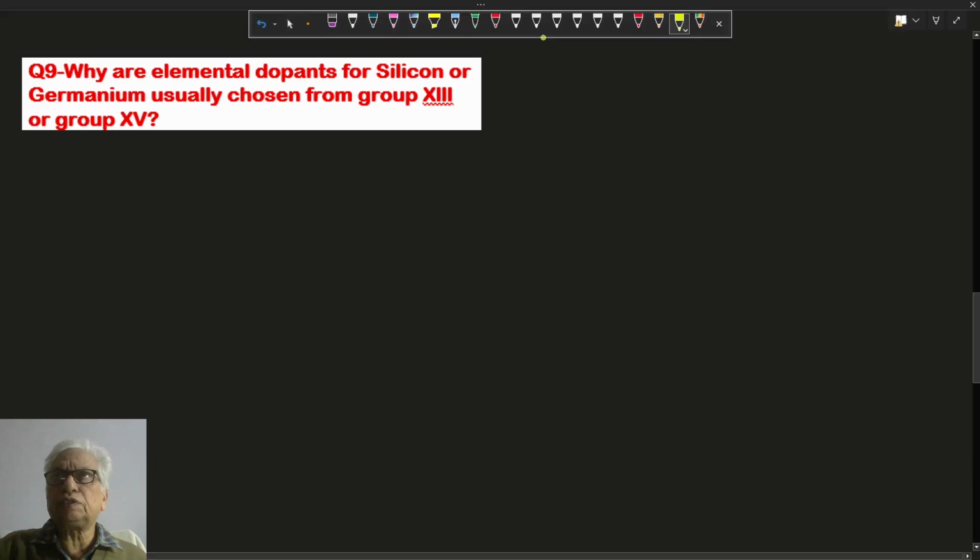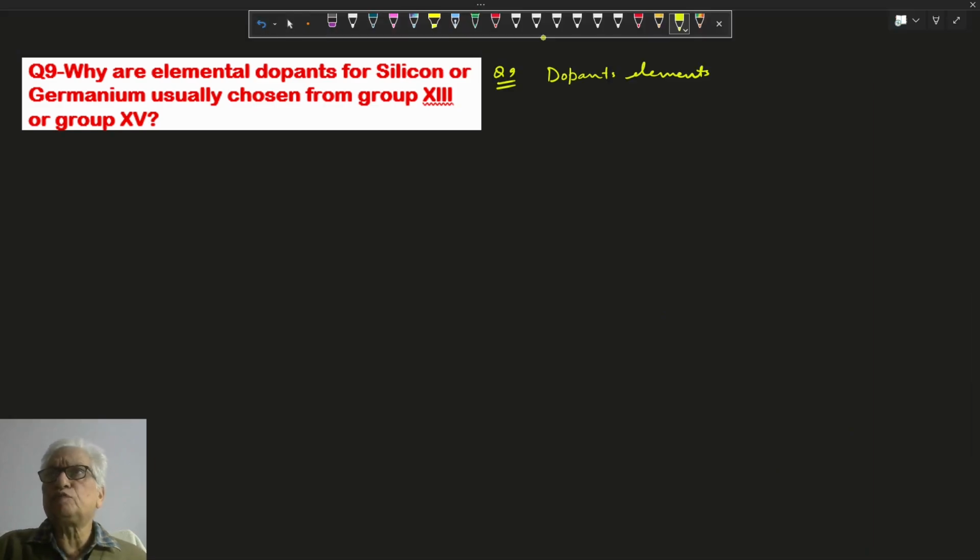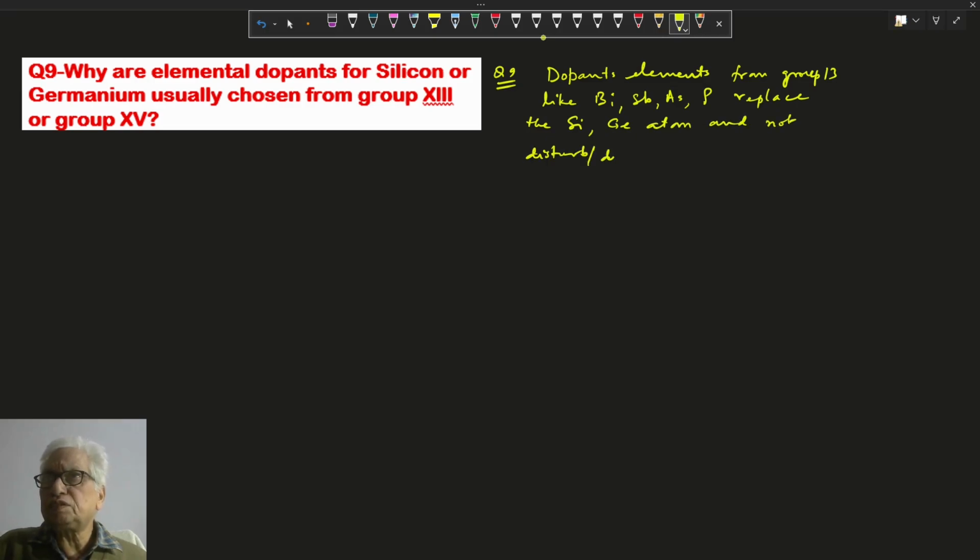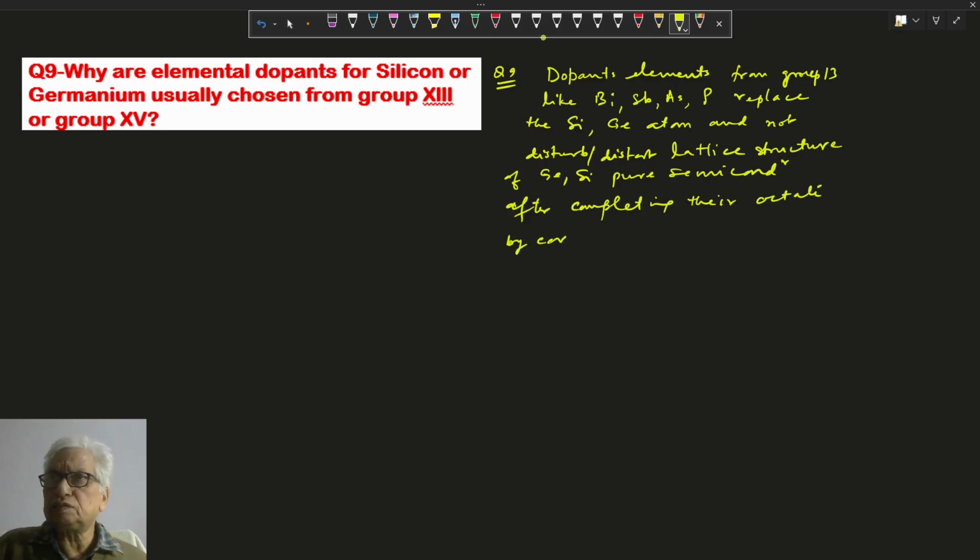Now in this question, dopant elements from group 15, like bismuth, antimony, arsenic and phosphorus, replace the silicon or germanium atom and do not distort the lattice of the pure germanium or silicon semiconductor. After completing their octet by covalent bonds, one free electron is given by the dopant.